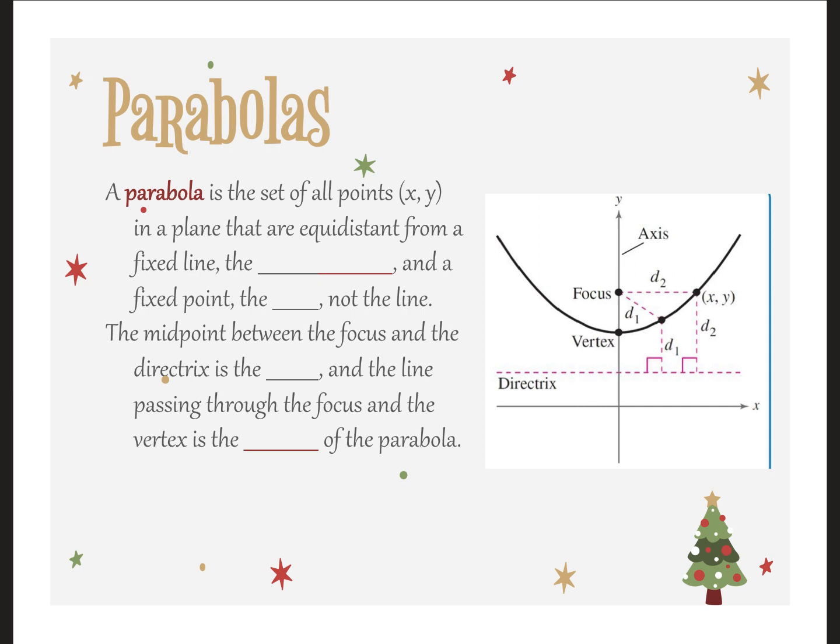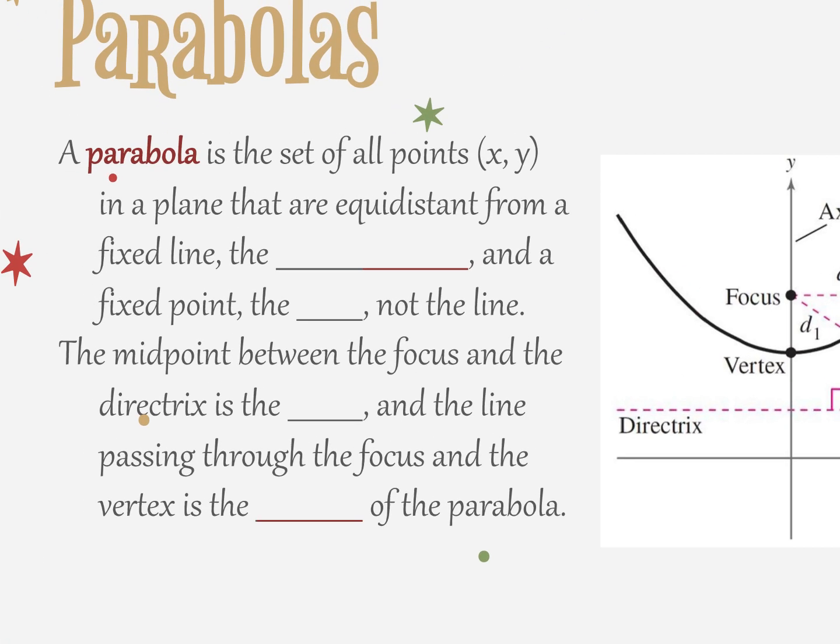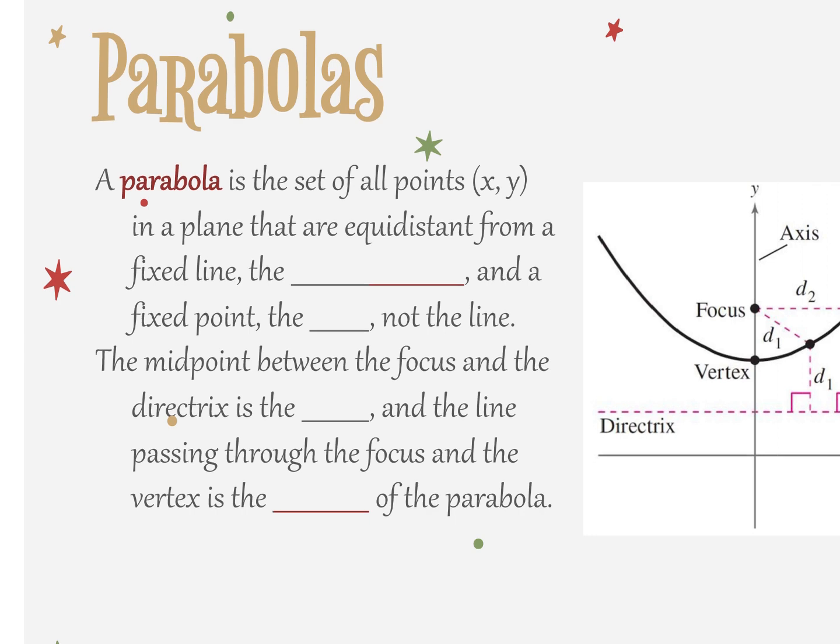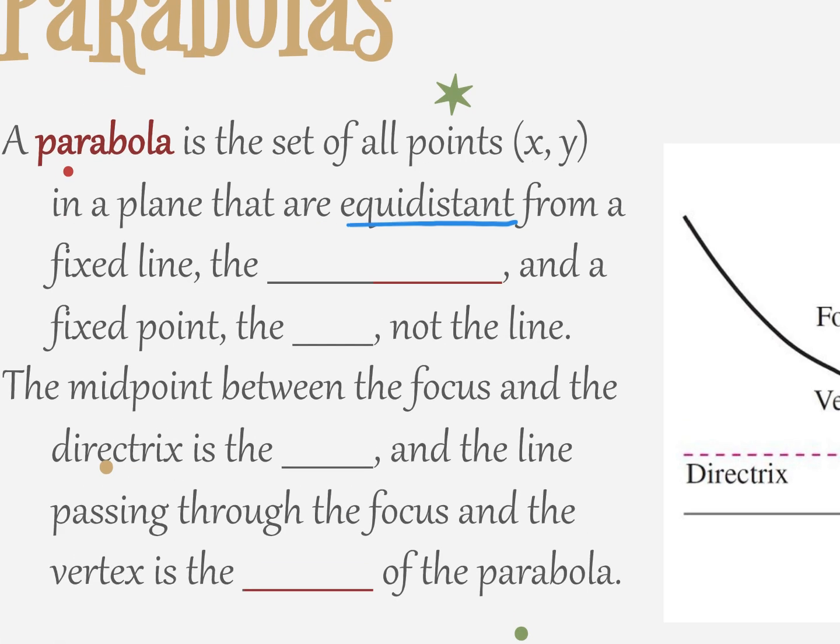All right, so we're going to go over some vocabulary here. This is an important slide. Don't get hung up thinking you have to memorize everything right this second, but you need to understand the workings of a parabola. A parabola is a set of all points, an x and y, in a plane that are equidistant. What does the word equidistant mean? Equally distant. Very good. From a fixed line. That fixed line is called the directrix.